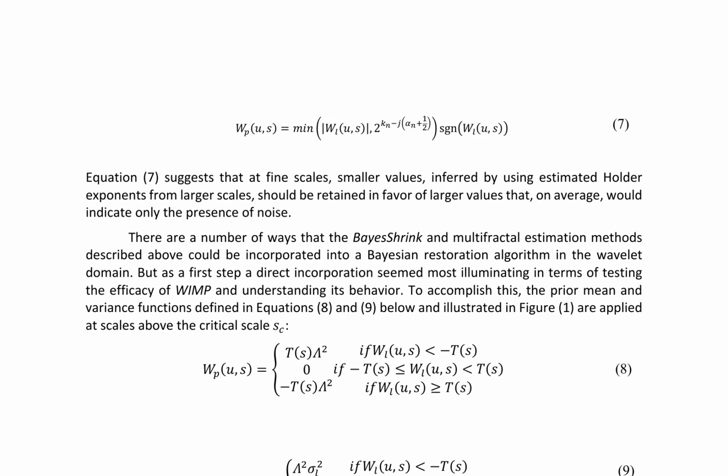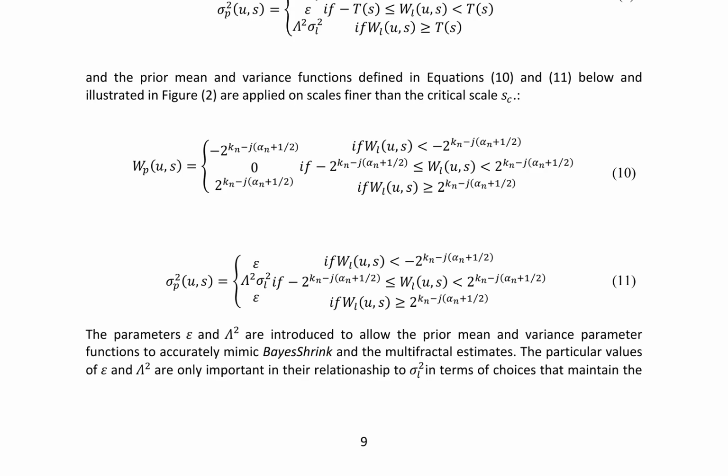The prior mean and variance functions, defined in equations 8 and 9, are applied at scales above the critical scale, mimicking Bayes' shrink and multifractal estimates. The critical scale is determined based on image resolution, set as the finest wavelet scale in the examples.